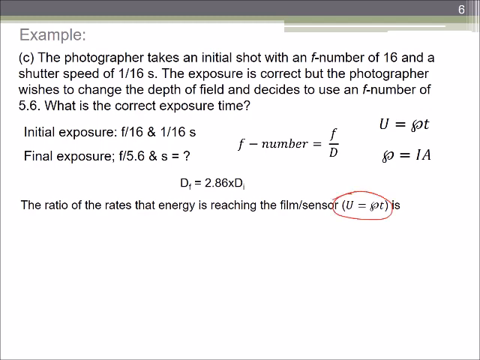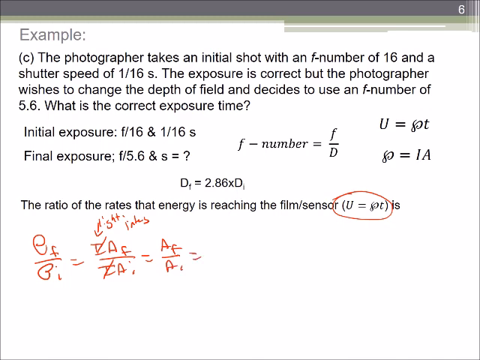Okay, the next thing we want to do is use our power relationship, u is equal to power times time. So power final over power initial is equal to IA final over IA initial. And the light intensity is the same. So we didn't change the settings. We didn't go suddenly from inside to outside. So I stays the same. That means A final over A initial.